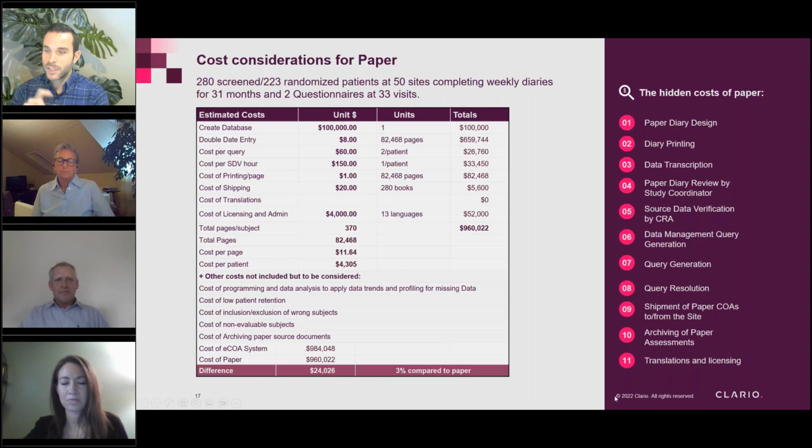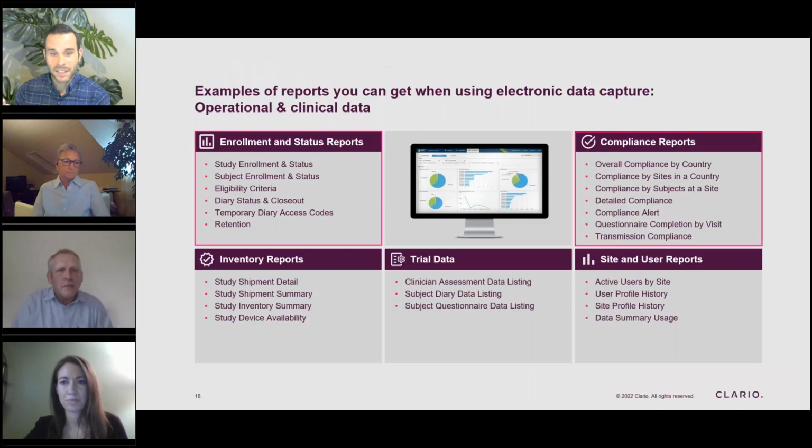So, and Donna alluded to some of this earlier, but Brian, given the benefits of electronic and some of the things we talked about in real-time access to data, what did sponsors and CROs gain from having that access, and how is this enabled when using ECOA?